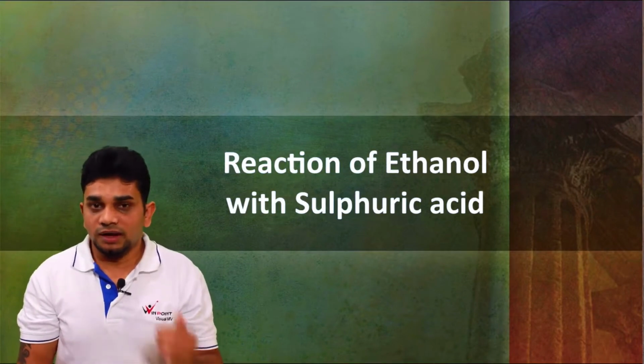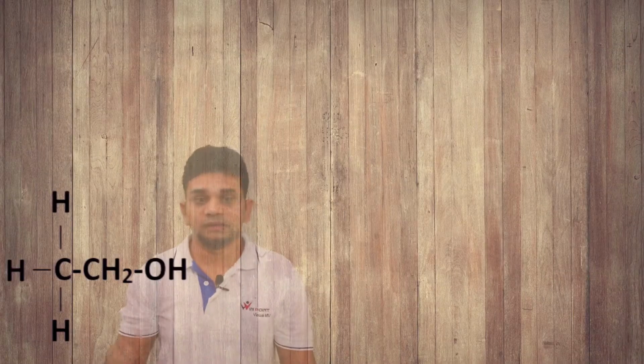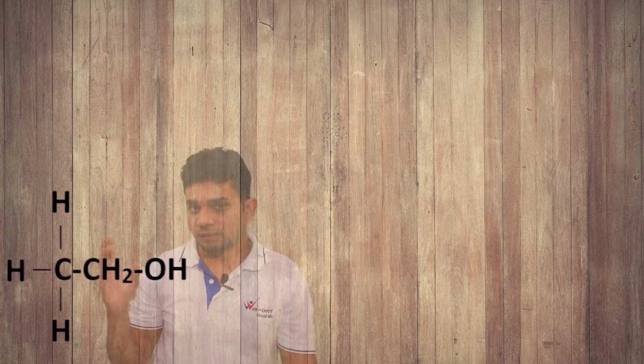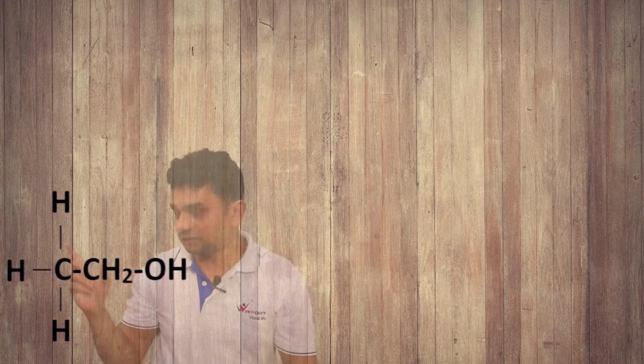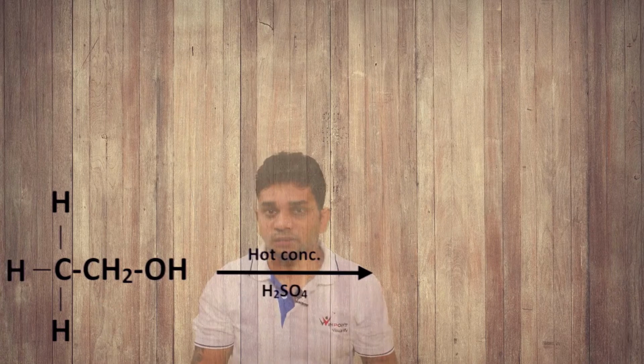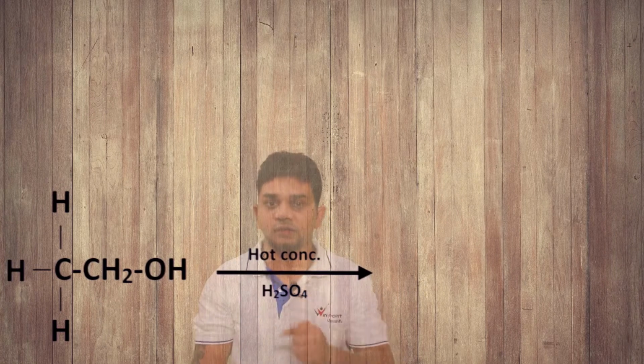This reaction is also very important. Sulfuric acid is H2SO4. It is CH3CH2OH. I am writing this C in expanded form to understand the reaction. It is CH3CH2OH, ethanol. The reaction is taking place in the presence of sulfuric acid. Here I am writing concentrated sulfuric acid.